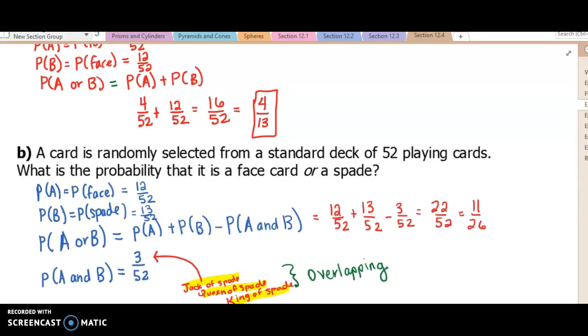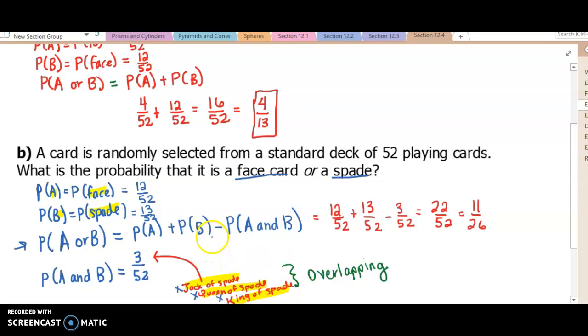All right, so let's go over this. We want to find the probability that we have either a face card or a spade. Okay, so I'm going to let the probability of A be the probability that it's face, probability B be the probability that it's spade. Now, I want to find out, is this disjoint or overlapping? Because depending on which one it is, depends on which formula we use. Okay, so in order to do that, I have to ask myself, can a card be both a face card and a spade? Well, yes, it can, because we have the Jack of Spades, the Queen of Spades, and the King of Spades. So this would be overlapping.